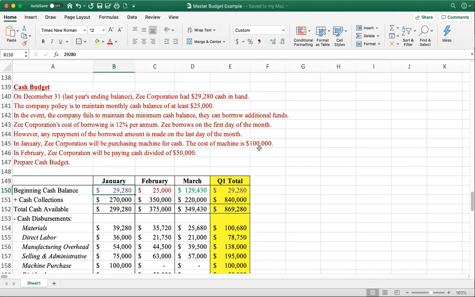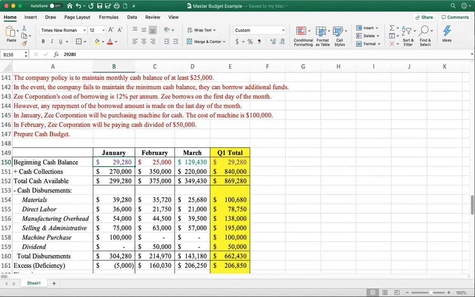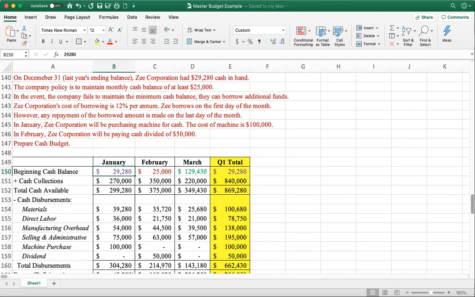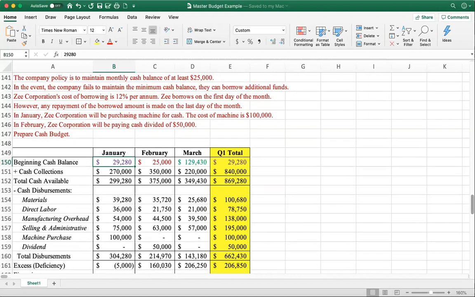The cost of the machine is $100,000. In February, Z Corporation will be paying a cash dividend of $50,000. So that's additional information provided. Prepare a cash budget. The cash budget information comes from all the previous budgets that we have made.